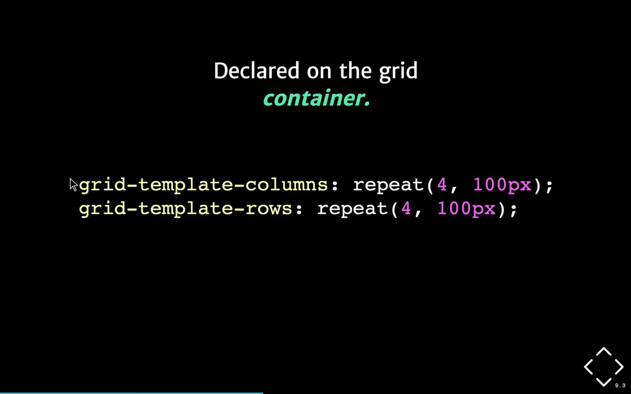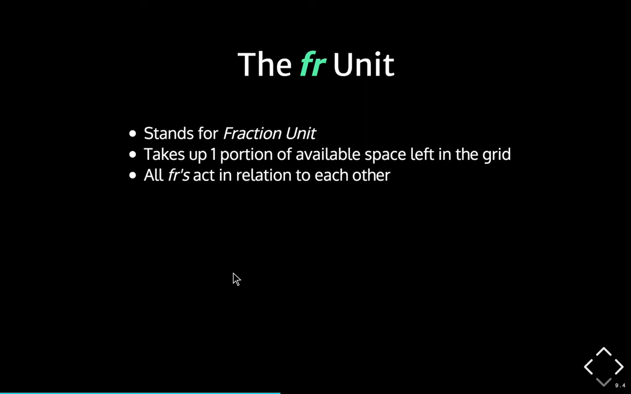So anyway, I would recommend putting this in grid template columns, repeat 400 pixels, and grid template rows, same. And then we can go on. The next thing I want to talk about is the new unit, the fr unit. It stands for fraction unit. It takes up one portion of the available space left in the grid. I will show you an example of what that means in a minute. But the other thing you need to note is that all fraction units act in relation to each other. I'll show you exactly what those things mean in just a second.